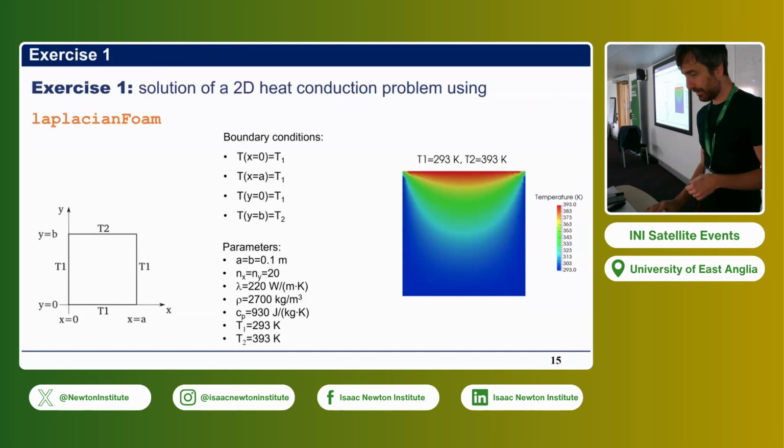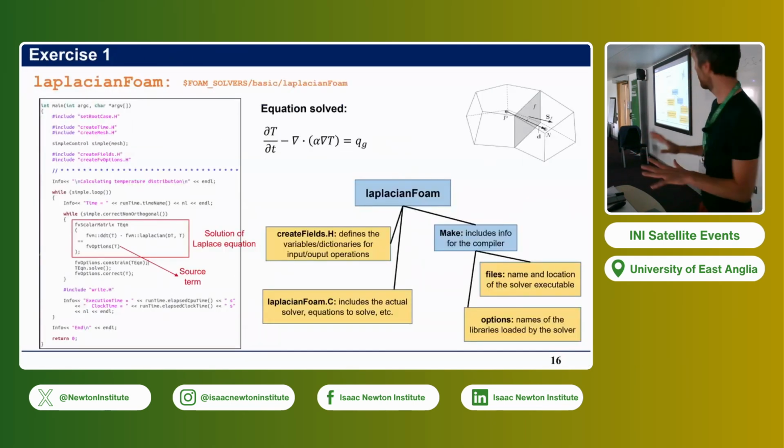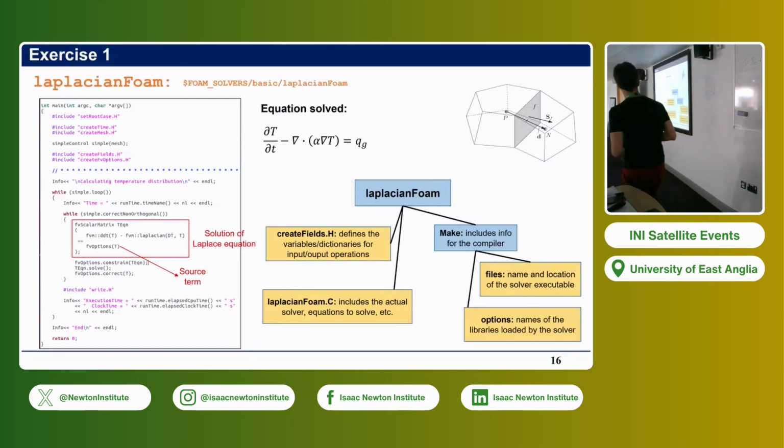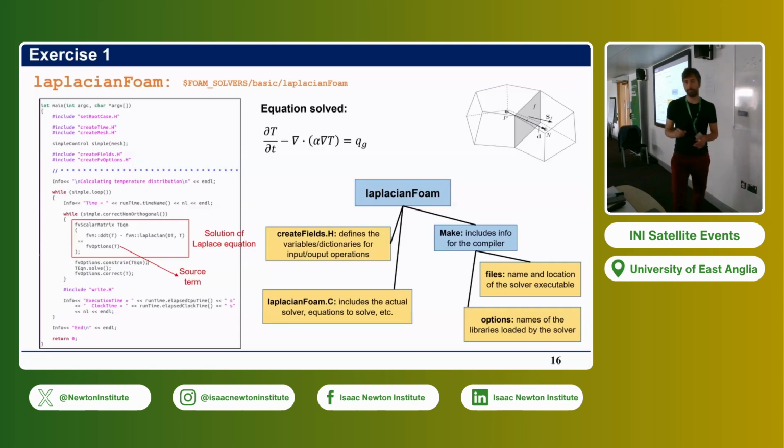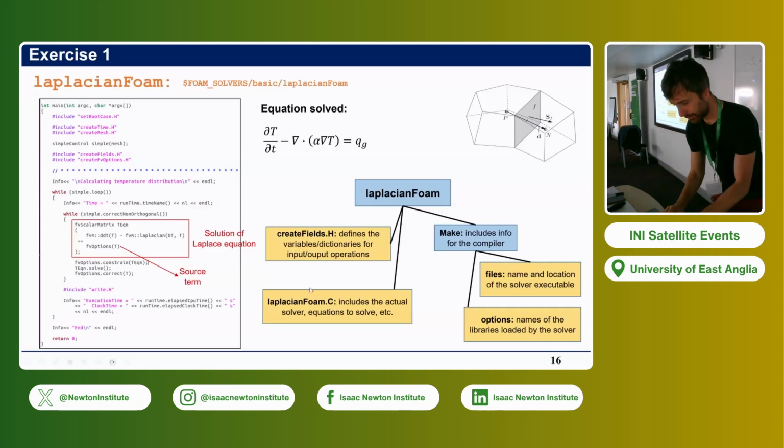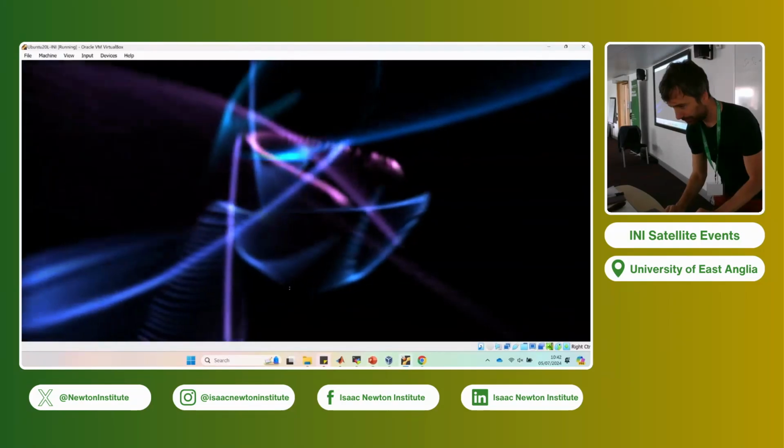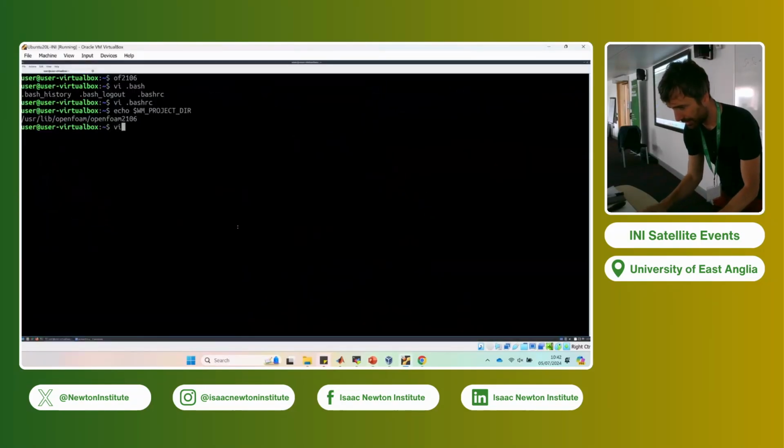So I want to show you first what a solver in OpenFOAM looks like. This is a simple solver, laplacianFoam. It solves the temperature equation for heat conduction. So there is a temporal term, a diffusion term, there is no convection here, and a source term. If you open the solver, for example, we can do it from here.